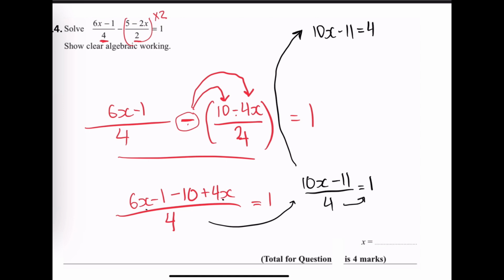And that's by timesing, since it's dividing on this side. So it'll be 10x equals, since it's minus here, it will be a positive here, so 11 plus 4, which is 15. So x is 15 divided by 10, so x is 1.5.